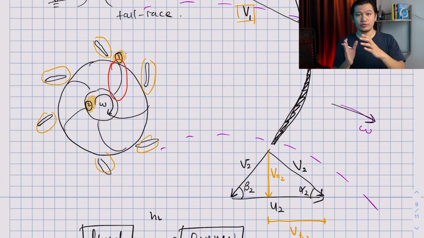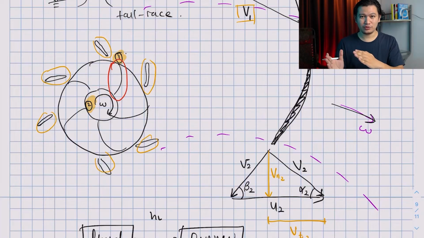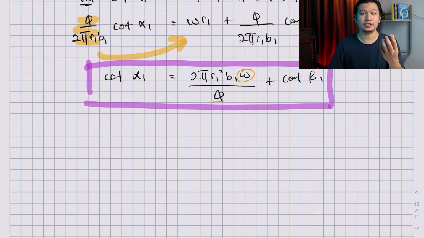And to adjust alpha 1, you change the angle of the guide vane. So the guide vane can be open or closed. Usually the guide vane is pivoted at one point, which allows it to rotate along this axis. So it can open and close, and the opening and closing depends on the flow rate that the turbine needs to take, and that's exactly what this equation is telling you.